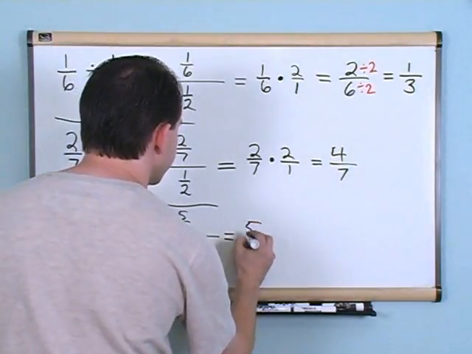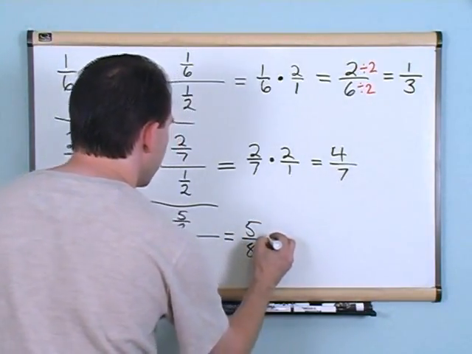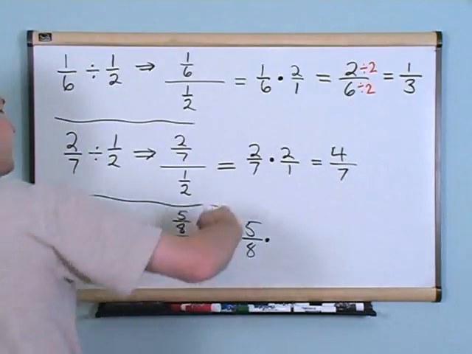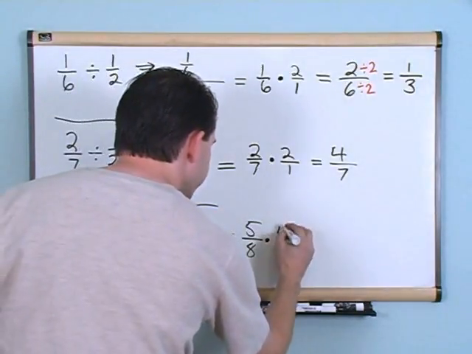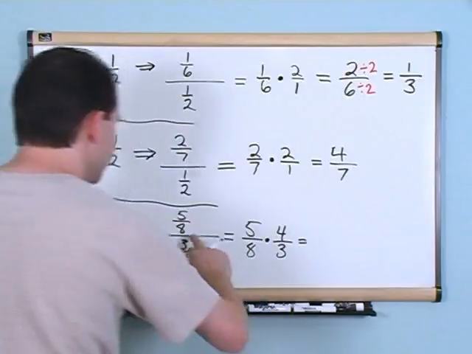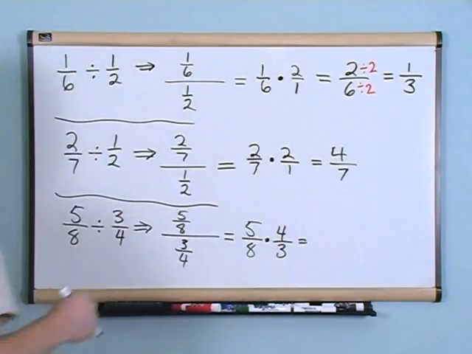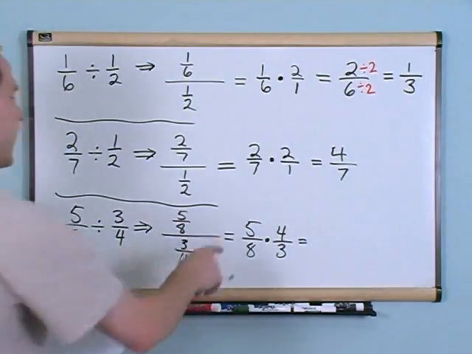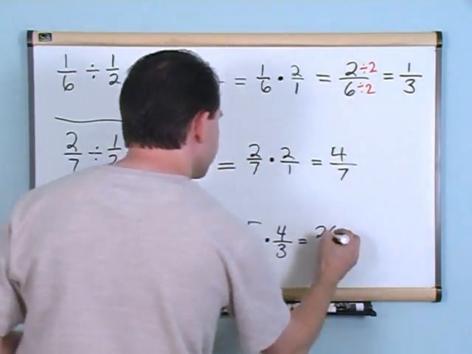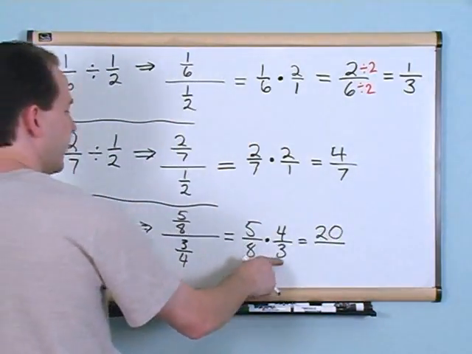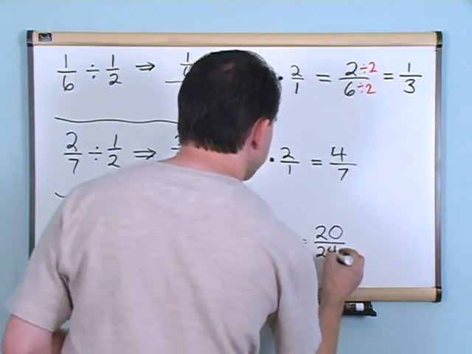And then finally, to solve the problem, 5/8 times, take this bottom fraction and flip it over, so it's going to be 4/3. So you take the bottom fraction, flip it over, and change it to multiplication. So it's real easy. 5 times 4 is going to give you 20, okay? And 8 times 3 is going to give you 24.